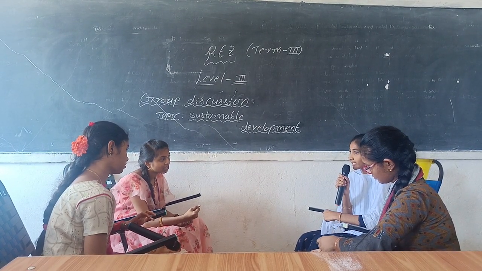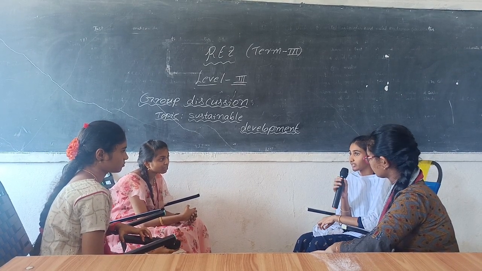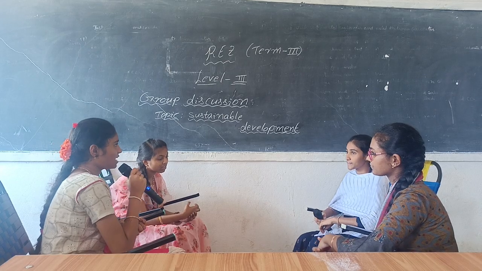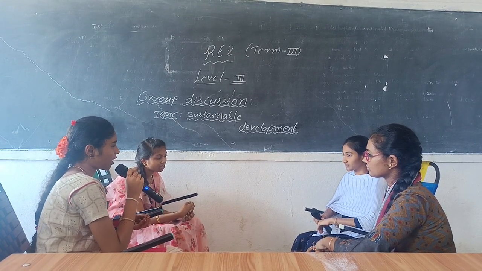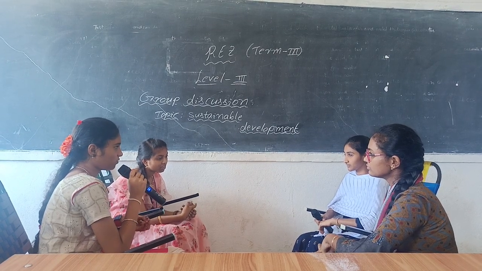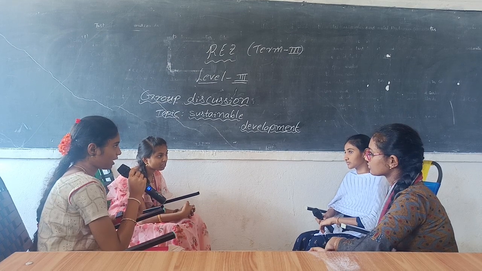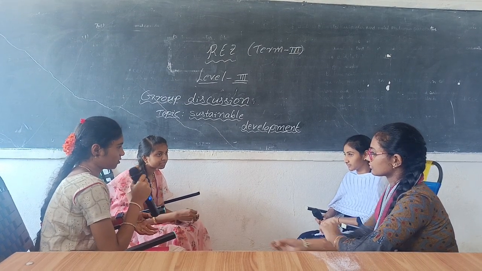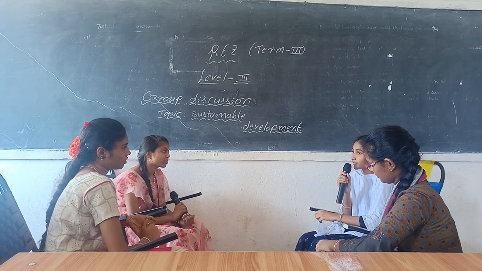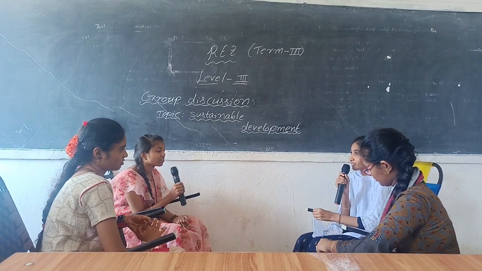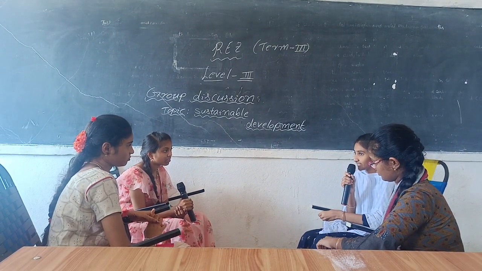Because of this, we can control the biodiversity of our nature. Yes, Harshini, as you said, land is a very important and main part of our life. Because of this land only, we are getting agriculture and we are able to eat food. Yes, Bhanu Sri, as you said, because of this land only we are constructing houses and we can live on this planet.